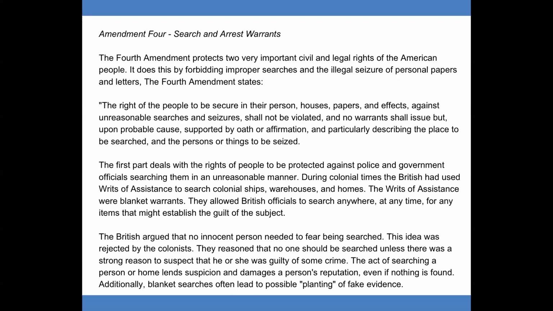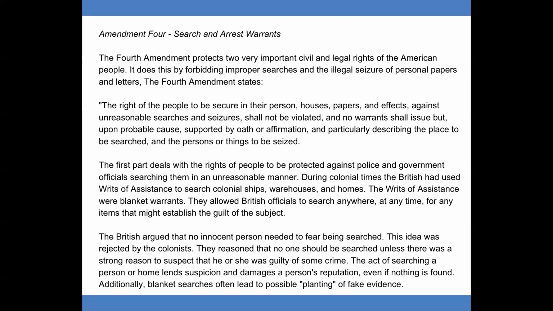The first part deals with the rights of people to be protected against police and government officials searching them in an unreasonable manner. During colonial times, the British had used writs of assistance to search colonial ships, warehouses, and homes. The writs of assistance were blanket warrants. They allowed British officials to search anywhere at any time for any items that might establish the guilt of the subject. The British argued that no innocent person needed to fear being searched. This idea was rejected by the colonists.